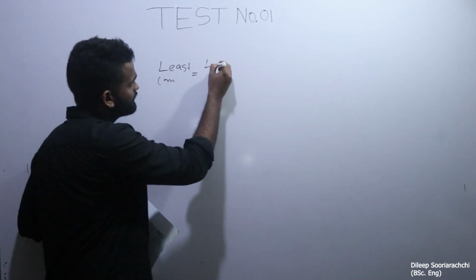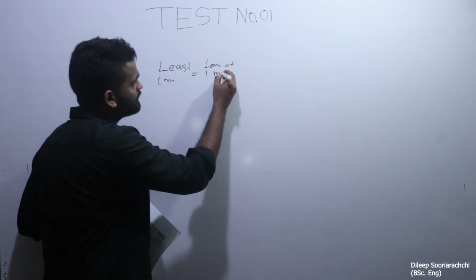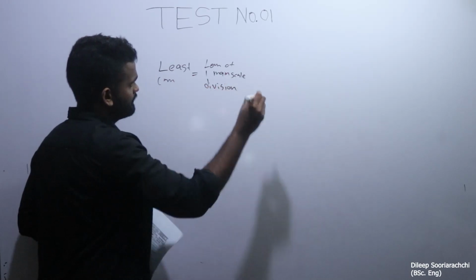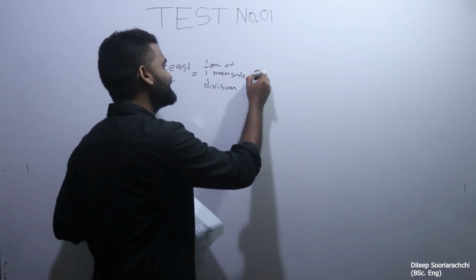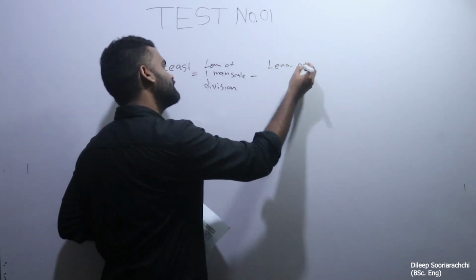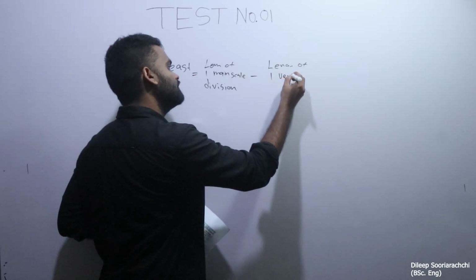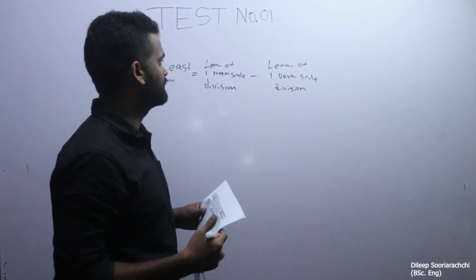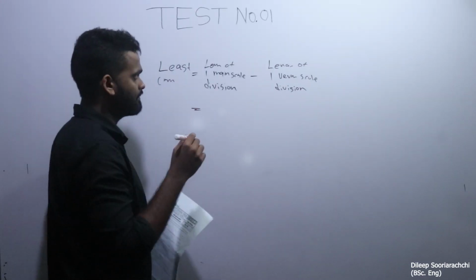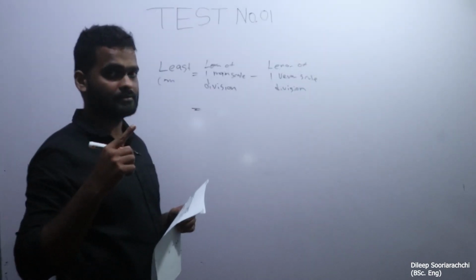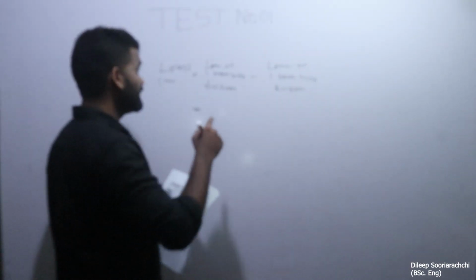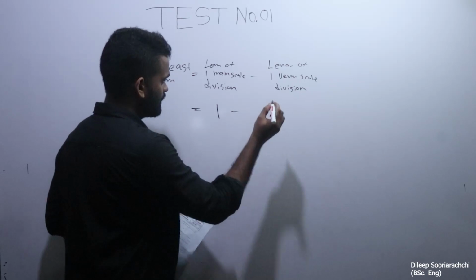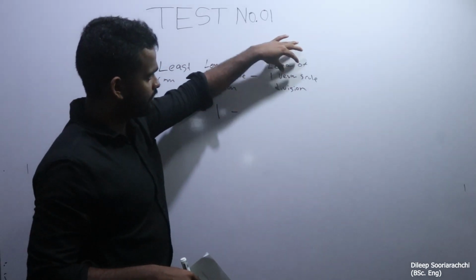is equal to the length of one main scale division minus the length of one Vernier scale division. So here, let's say the length of one main scale division is 1. Then we have to find the length of a Vernier scale division.